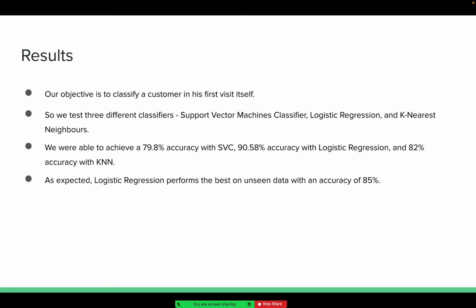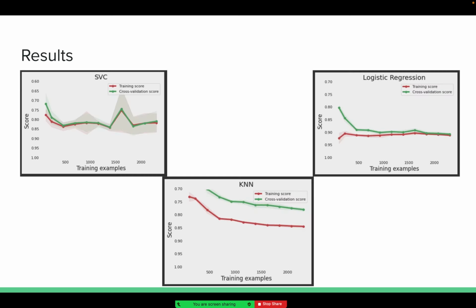So when we took a look at the graphs, we ended up seeing that for SVC and for logistic regression, they converge towards the end, which is good because it means that our model is not overfitting or underfitting. And we ended up seeing that logistic regression performed the best on an unseen data set with an accuracy of 85%.